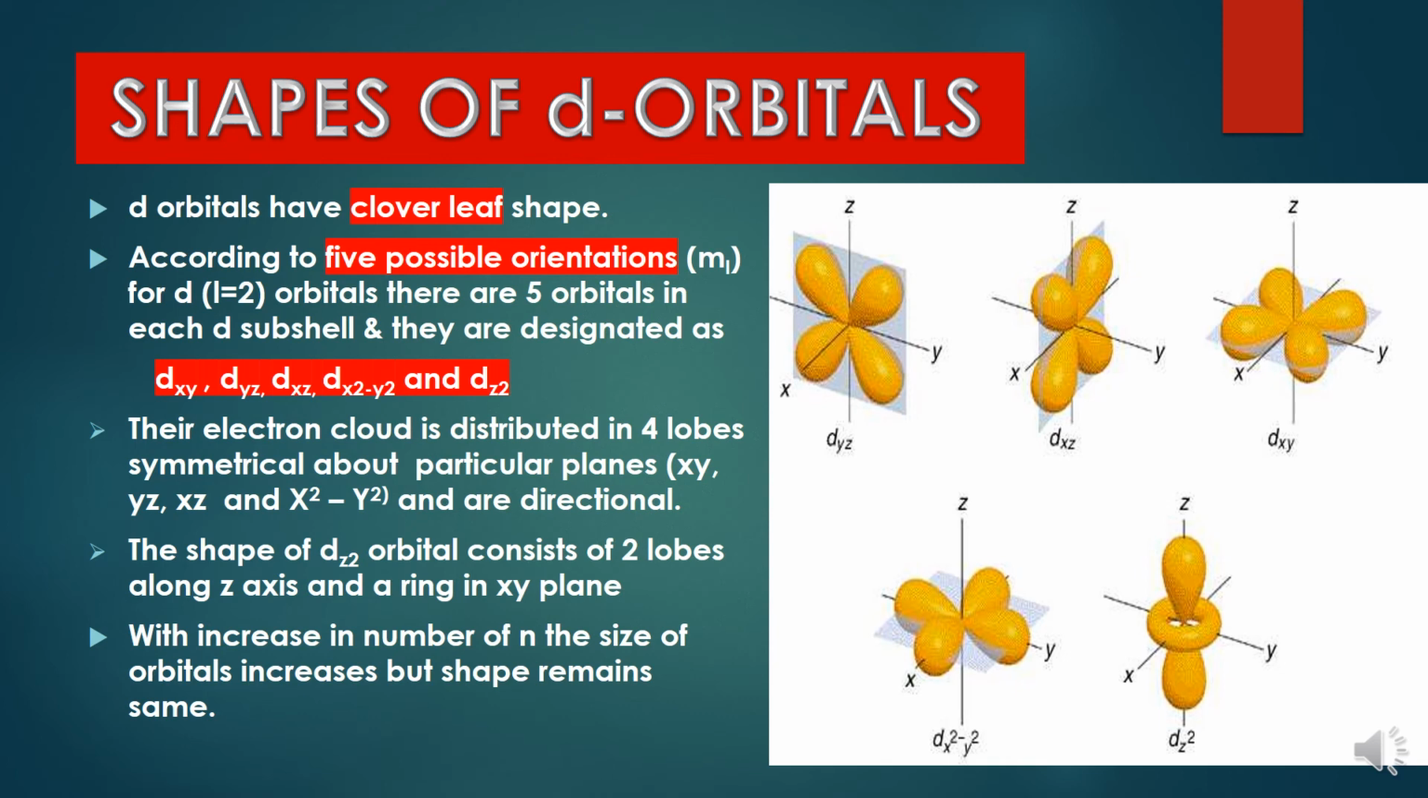In the remaining three, the lobes are not along the axes, they are present in between two planes: between x and y, or between x and z, or between y and z. But in the dx square minus y square, the electron clouds are along the x and y axis. And last, dz square is a different kind of shape in which two lobes are present along the z axis and a ring is present in the plane of the x and y axis.